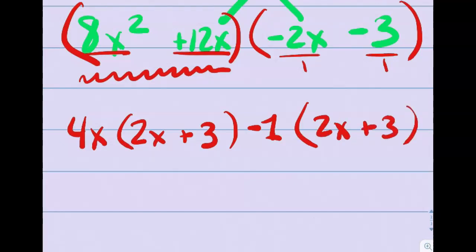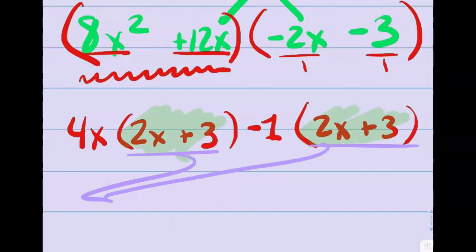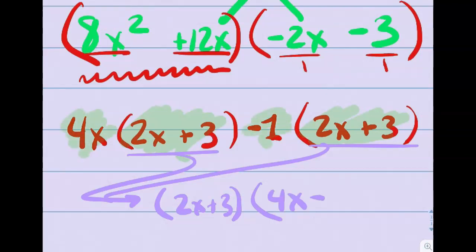And magically, this happened again. So I take this one, and I write it one time, 2x plus 3, and here's my leftovers, 4x minus 1, and you're done.